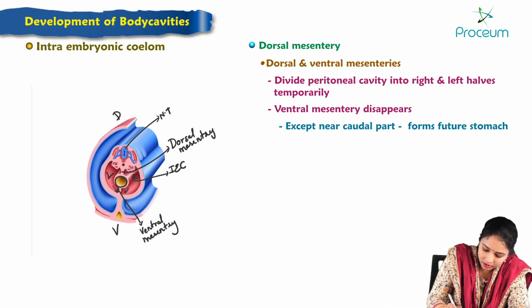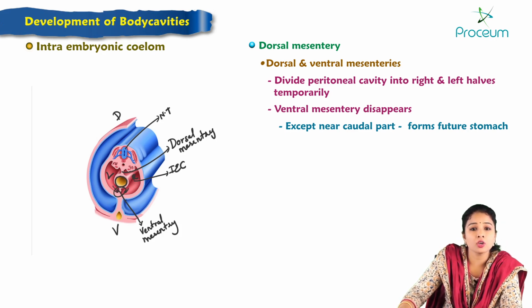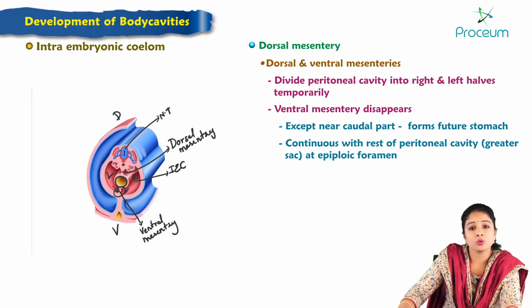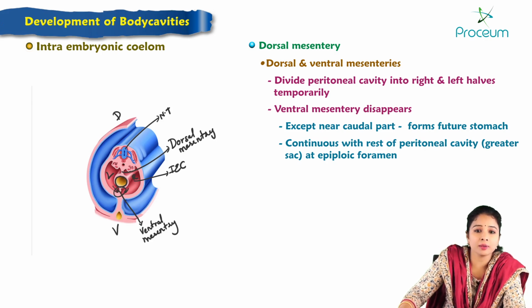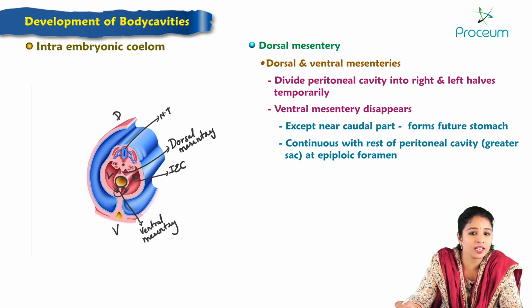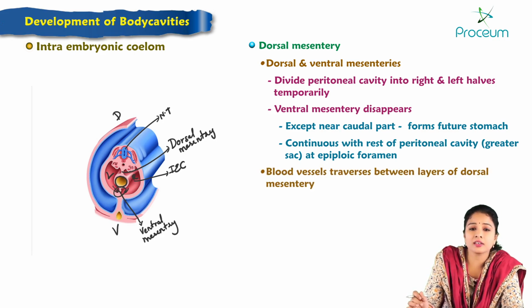So this ventral mesentery, this part, completely disappears except at the caudal, that is the lower part of the foregut, where it forms the future stomach, and which is continuous with the rest of the peritoneal cavity, that is the greater sac. The sac present behind the stomach would be the lesser sac. And the communication between this greater sac and the lesser sac is the epiploic foramen or foramen of Winslow in adults. The blood vessels traverse between the layers of dorsal mesentery.